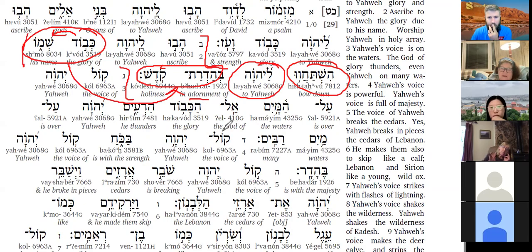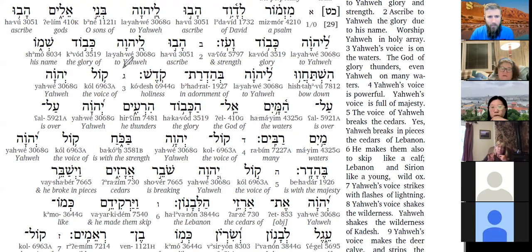The translation here says "in his holy array." So the fact that we have Kvod Shemo being possessive, I would say by parallelism, this is also referring to his Hadrat Kodesh, not ours. We are bowing down to the Lord at his beauty of holiness or something to that effect. All right.